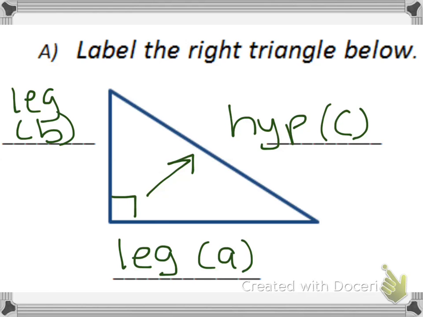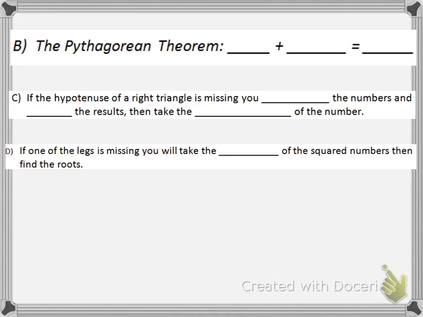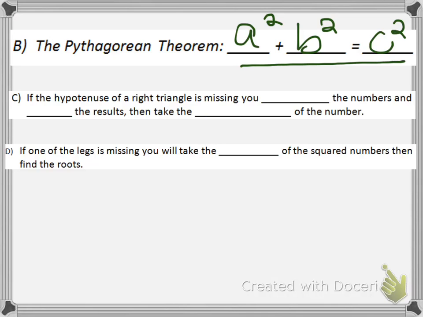What's the next part tell us to do? It says the Pythagorean theorem. What is it? I know that you guys have done a couple of rotations, so this should be very easy to fill in the blank. We got something plus something equals something. So I'm thinking it's A squared plus B squared equals C squared. Yes, indeed. If the hypotenuse of a right triangle is missing, you blank the numbers and you blank the results. If C is missing, what you do is you add the numbers.